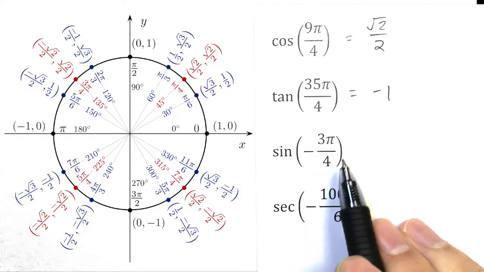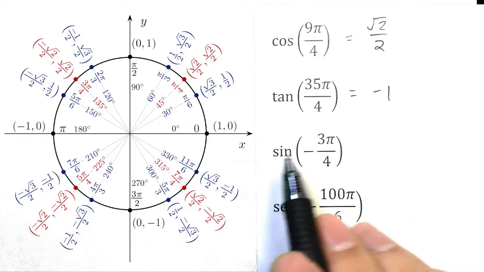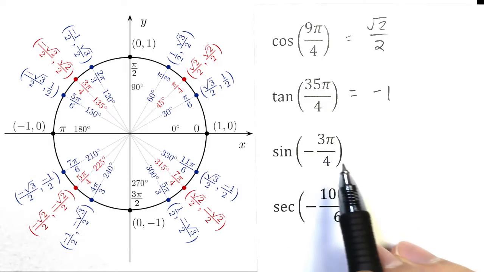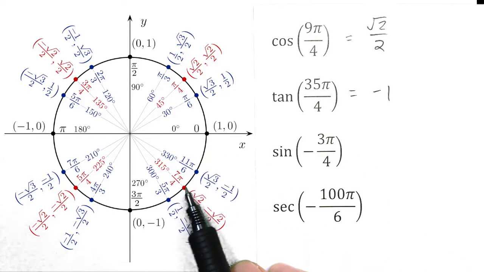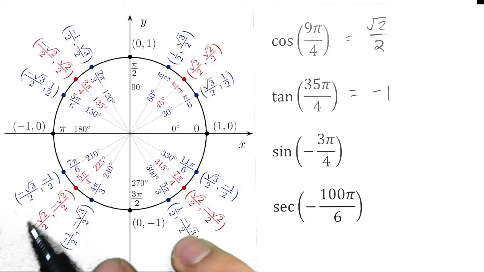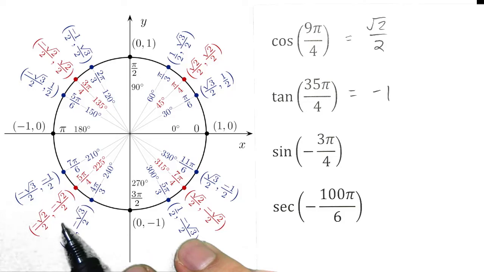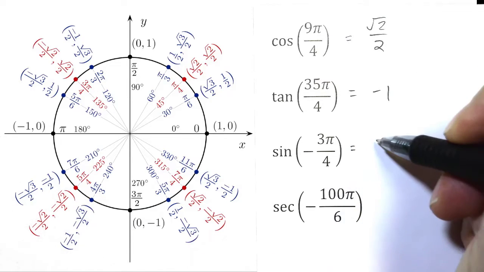Let's go to this next one. Here we have a negative angle. Notice none of the angles that are labeled here are negative, but we can still find this. -3 pi over 4. Well, that's -1 pi over 4, -2 pi over 4, -3 pi over 4. That puts us right here. What's sine? Sine is the y-coordinate, so this is going to be negative root 2 over 2.